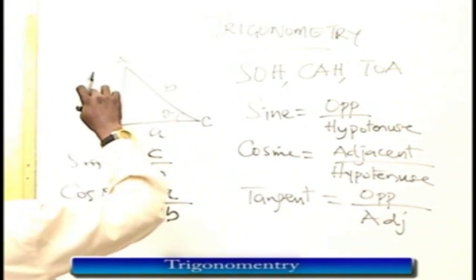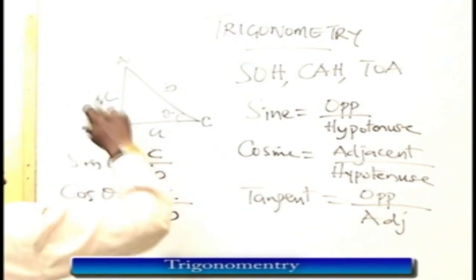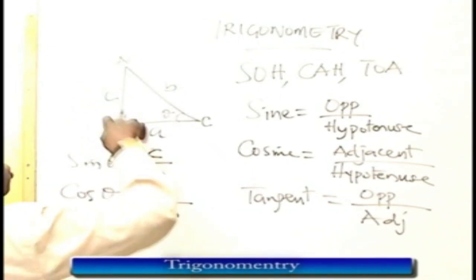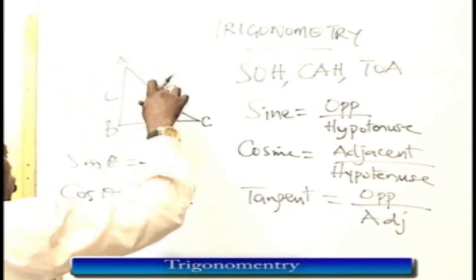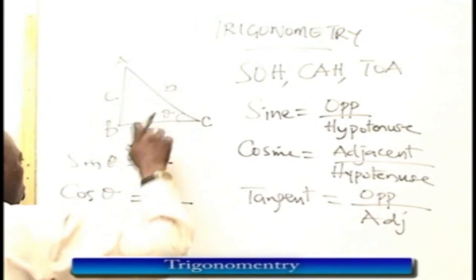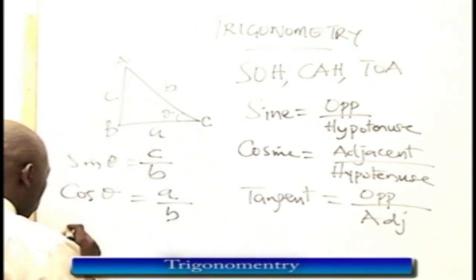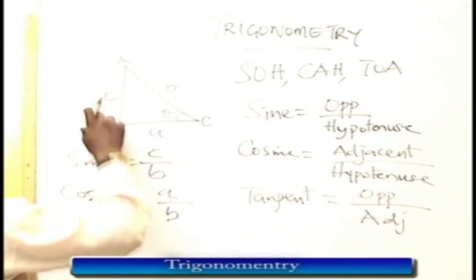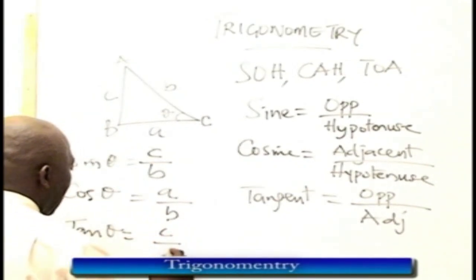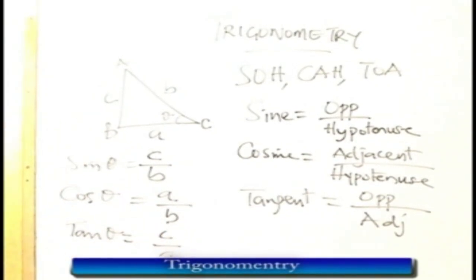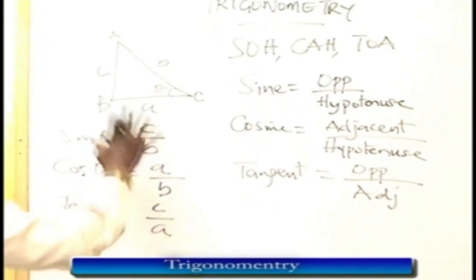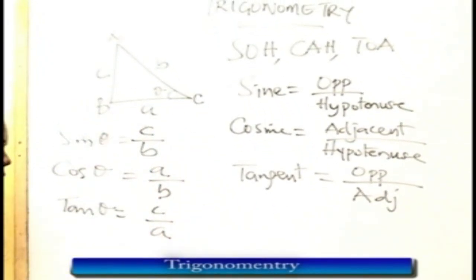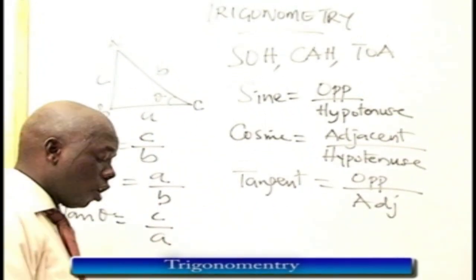Again, if either the opposite or the adjacent has been provided, and you are looking for the other, cosine will not work, sine will not work. What will work is tangent. So you have tan theta equals opposite, which is C, over adjacent, which is A. This is the way it works. This is what we call SOHCAHTOA. Now let's go into the application of some of these things.